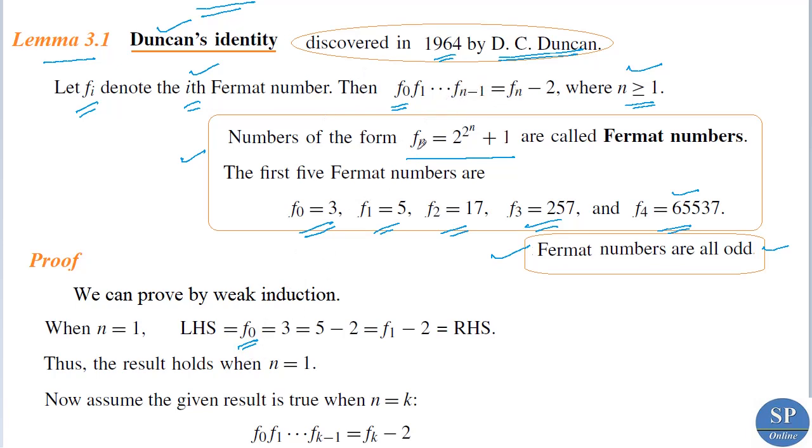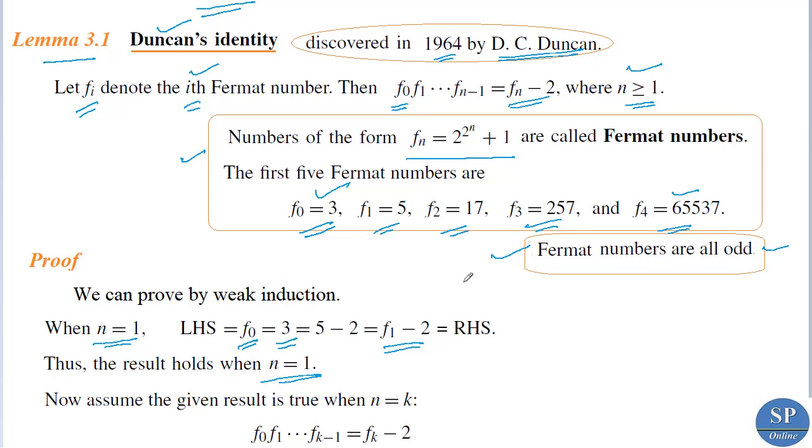We know f0 equal to 3, which can be written as 5 minus 2. The right-hand side is f1 minus 2, that is 5 minus 2, which is again 3. So the statement is true for n equal to 1. We can write it like this: LHS is f0 equal to 3, and RHS is f1 minus 2, which is nothing but 5 minus 2, equal to 3. So LHS equals RHS when n is equal to 1, and the result is true for n equal to 1.